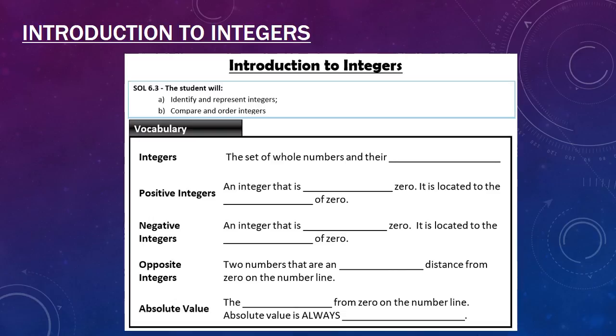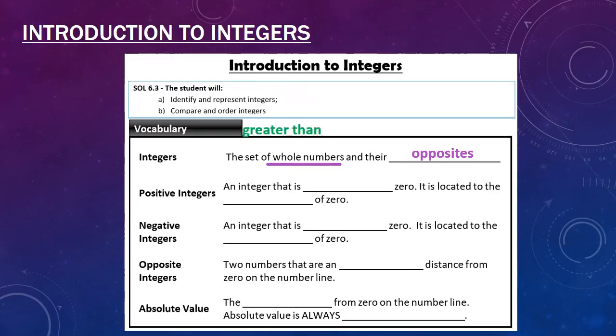Some vocabulary that you need to know. The word integer simply refers to a set of whole numbers and their opposites. It's important that you underline whole numbers, because that means we're only talking about the whole numbers like 1, 2, and 3, and their opposites like -1, -2, and -3. There's no fractions or decimals in this unit.